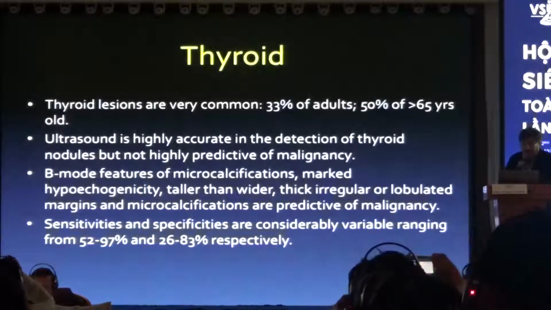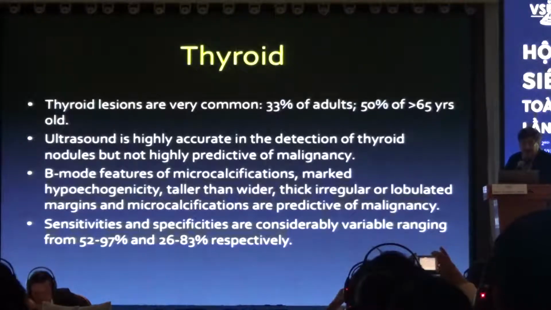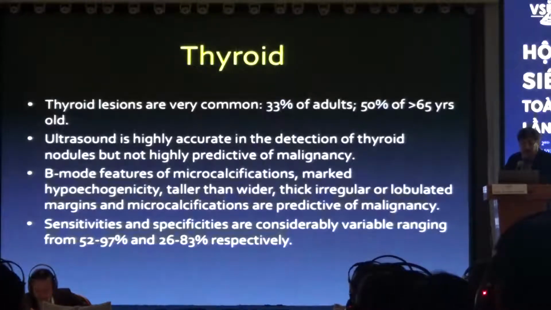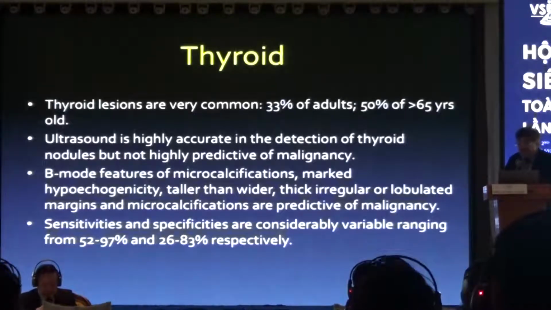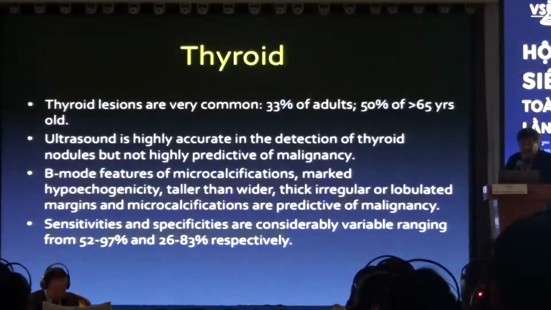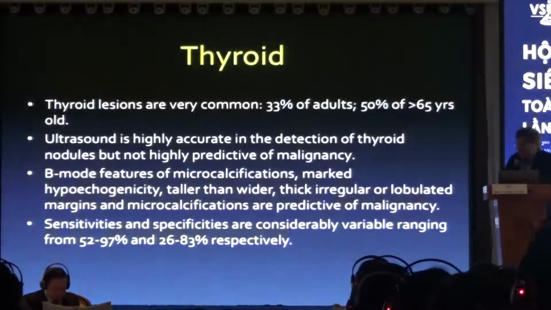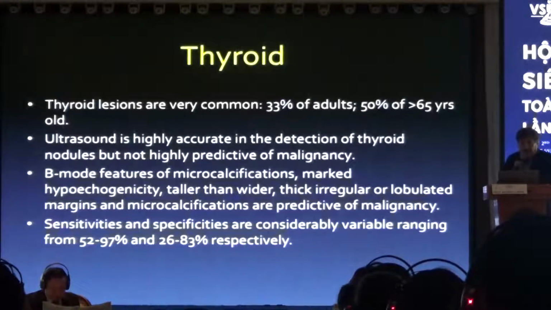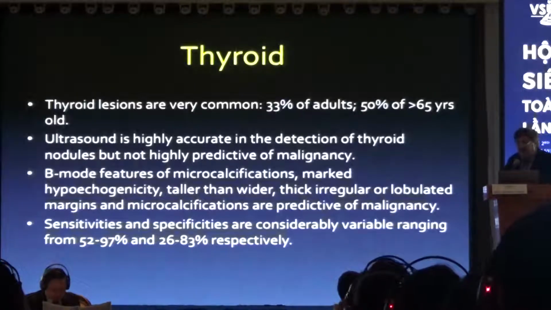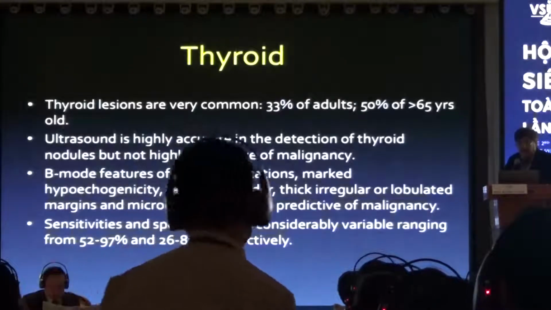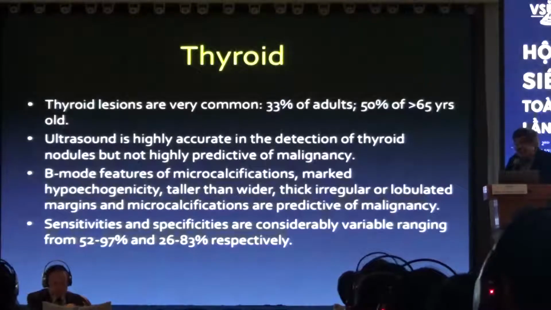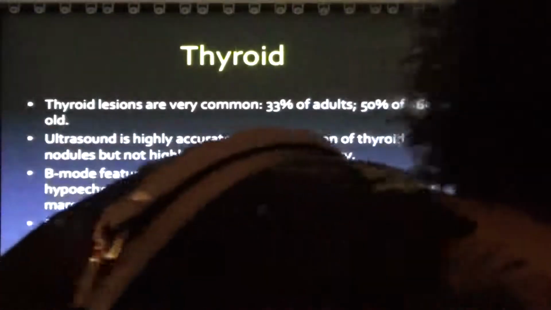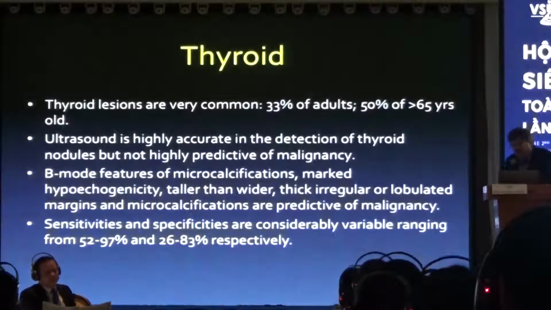B-mode features of microcalcifications, marked hypoechogenicity, taller than wider, thick, irregular, or lobulated margins are predictive of malignancy. And specificities and sensitivities range very widely in the literature. And part of this is because of selection bias. So some centers only pick patients to do biopsies that have very high chance of having malignancy. So they get very good sensitivities and specificities, where other centers biopsy every lesion that comes in, and this causes you to have less sensitivity and specificity.